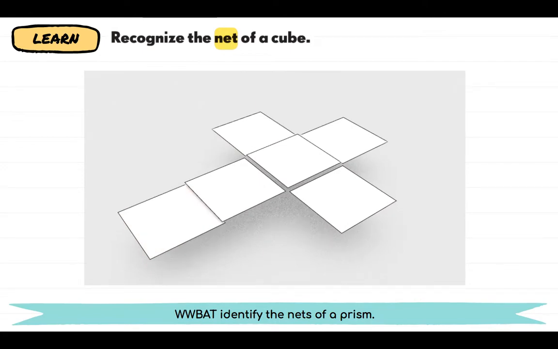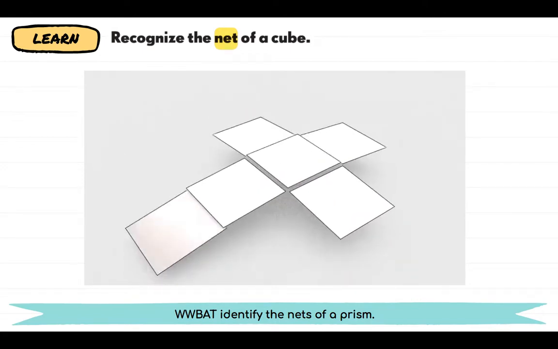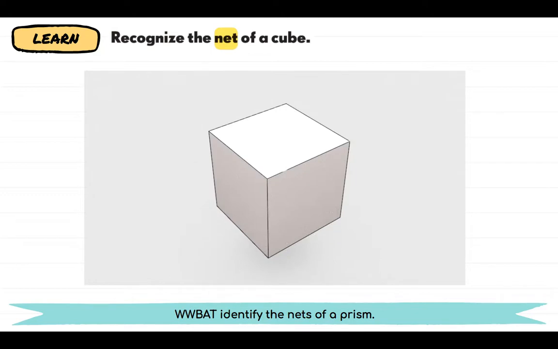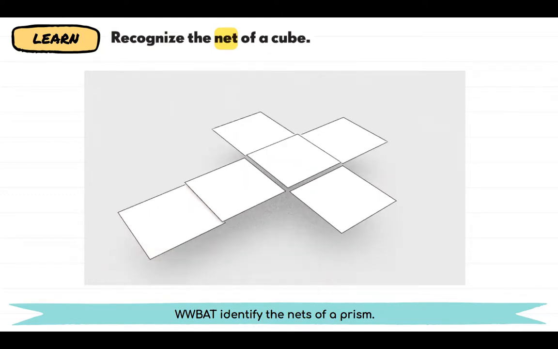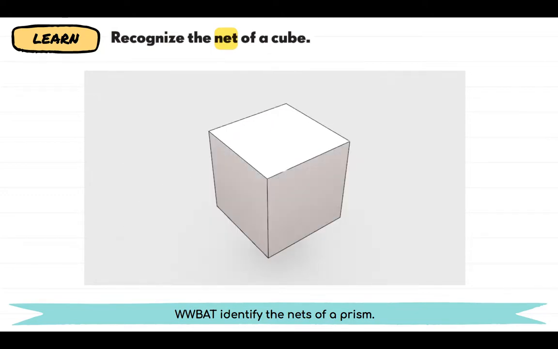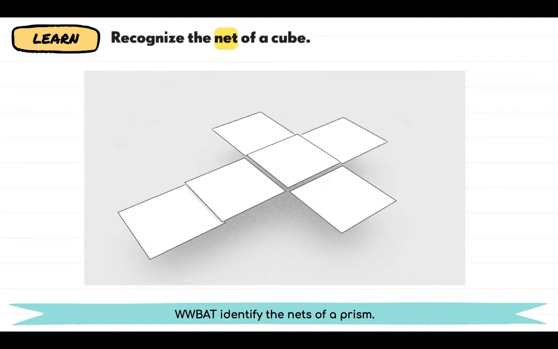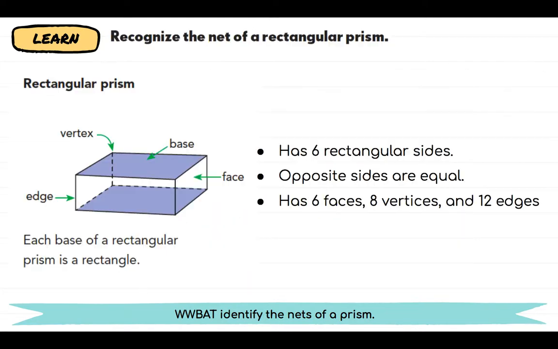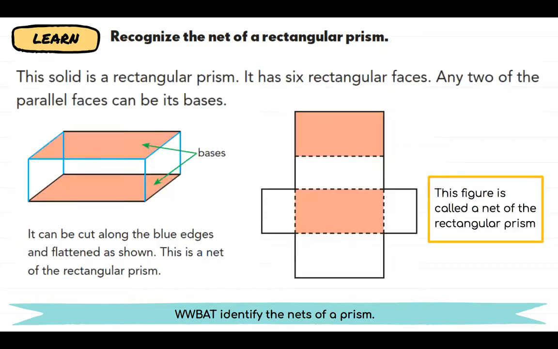So this is just a visual to help you see how we unfold a cube. You can think of a cube box, and if you unfold it, what kind of shape will you get? And moving on to rectangular prism. A rectangular prism has 6 rectangular sides. The opposite sides are equal. It has 6 faces, 8 vertices, and 12 edges. Very similar to the cube, but not all sides are equal.